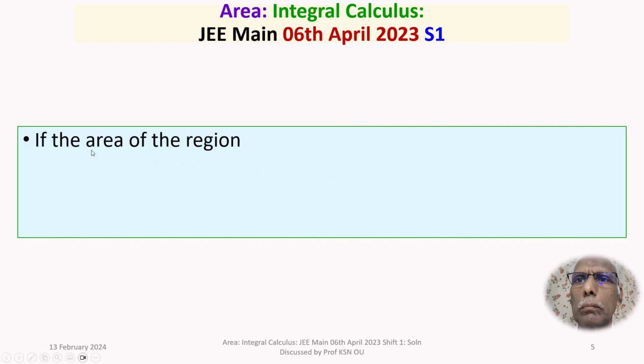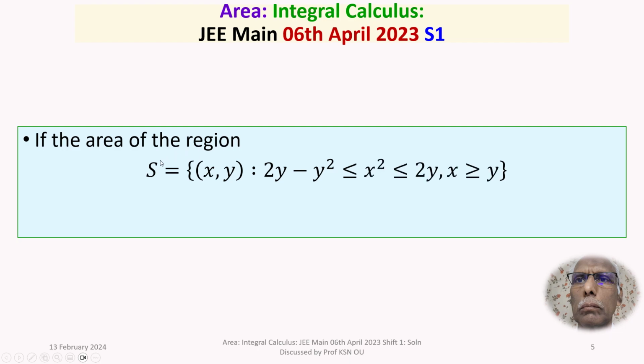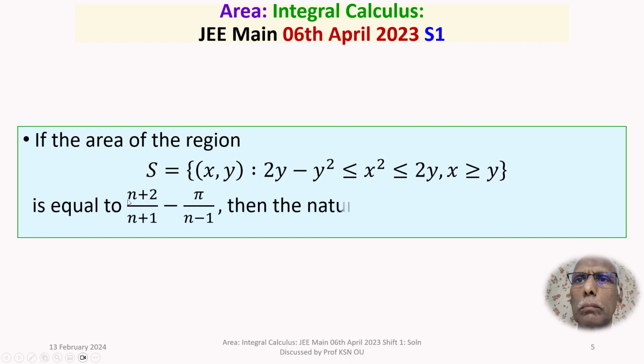The given question is, if the area of the region denoted by S, equal to the set of all ordered pairs x comma y such that 2y minus y square is less than or equal to x square, which is less than or equal to 2y, and x is greater than or equal to y, is equal to n plus 2 by n plus 1 minus pi by n minus 1, then the natural number n is equal to.